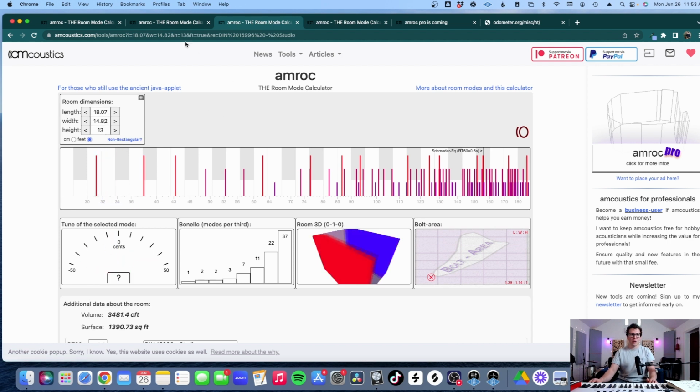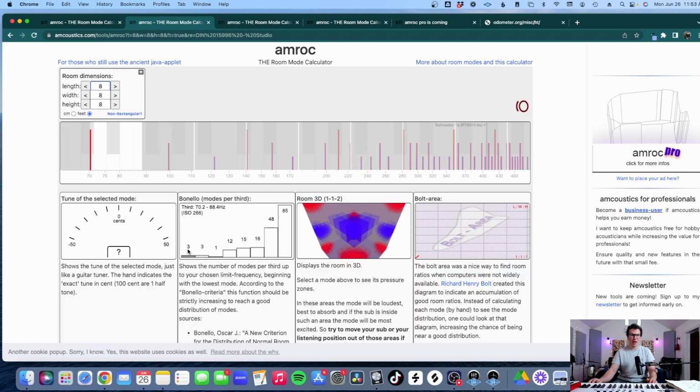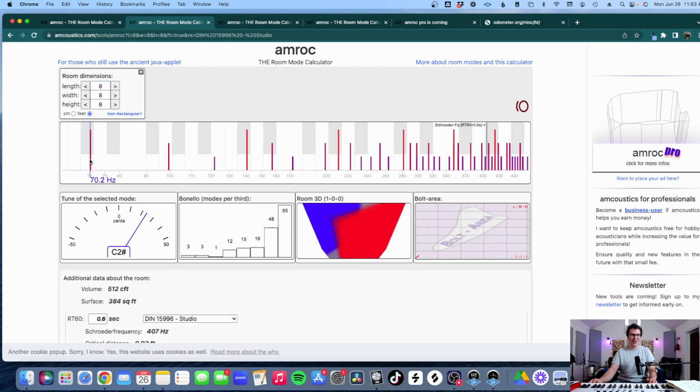Now I want to show you what a terrible room size would be, which is what is called a cube. And if we had an 8 foot by 8 foot by 8 foot room, we notice there's a huge space between our room modes, which is going to cause an unpleasant sound in the room. And we can notice that we have 3 modes on top of each other here, right in that spot, which are the coincidence modes.